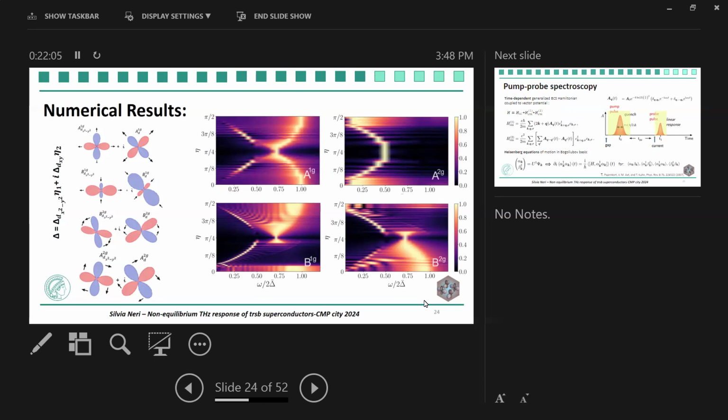Zero. In the next slide, I'm going to present a more realistic example. What I was saying before is that we first did a study at q equals 0, and then the standard numerical results for the different symmetries, so A1g, B1g, B2g, and A2g. These are the spectra that I obtain.